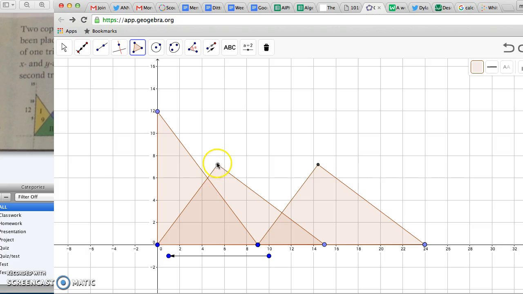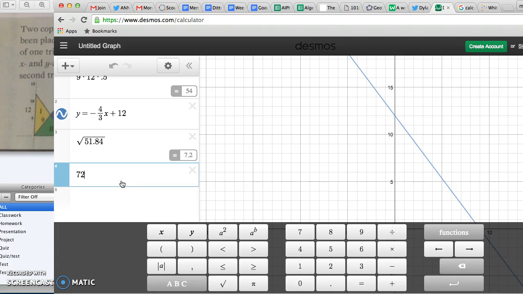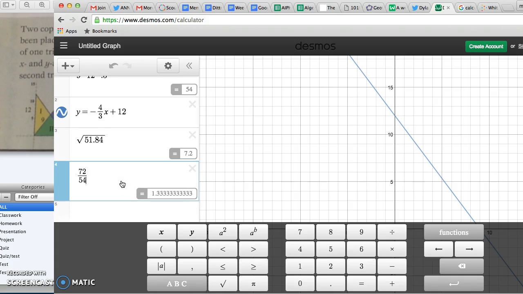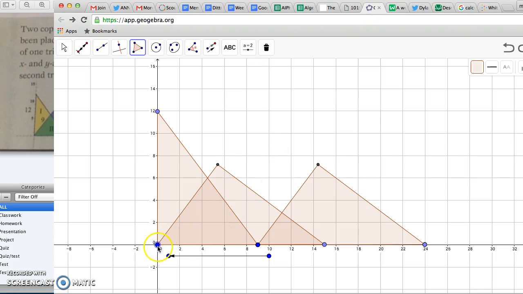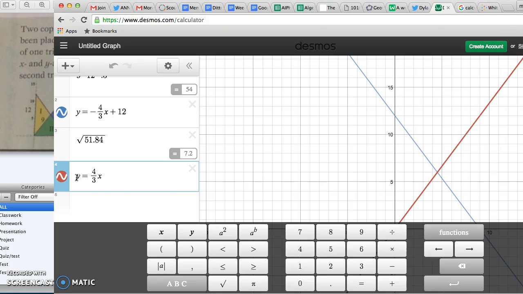That means I found a second point on the line. I plug into the slope formula, subtracting 0. This has a slope of 7.2 divided by 5.4. Well, 7.2 divided by 5.4 is 72 divided by 54, and the common factor is 18. This is the same as 4 over 3. So 4 over 3 is my slope. My intercept is 0. So the equation is y equals 4/3 x.